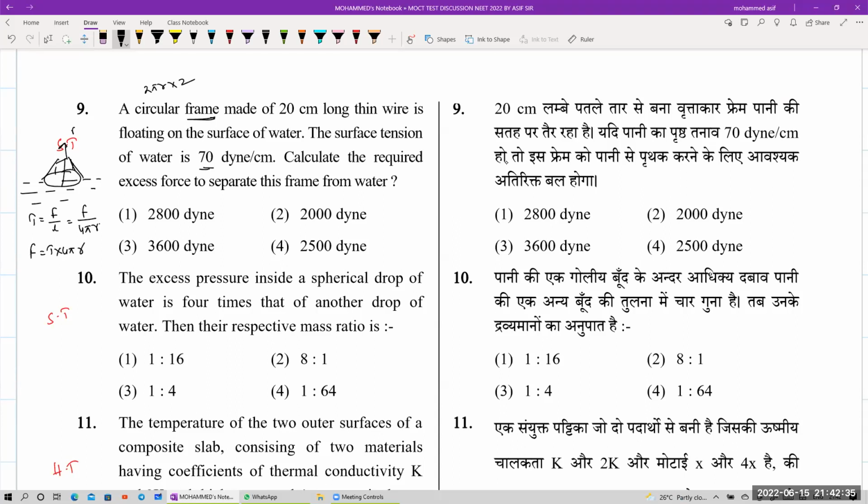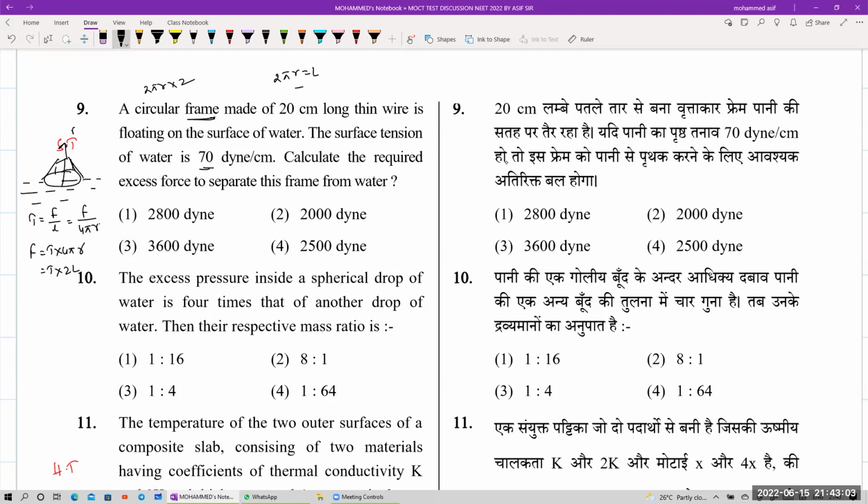Is it clear? Circular wire has a 20 centimeter long thin wire. Yani 2 pi r is equals to L hai. To 2 pi r matlab this can be written as 2 times L. Length de rakha hai na beta. So that is equals to T into 2 into L. Surface tension is given for me. Length is also given for me in the problem. So poore values daal dijiye, will get the answer for that. Answer to this value directly.